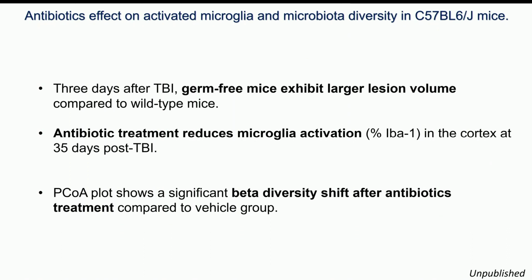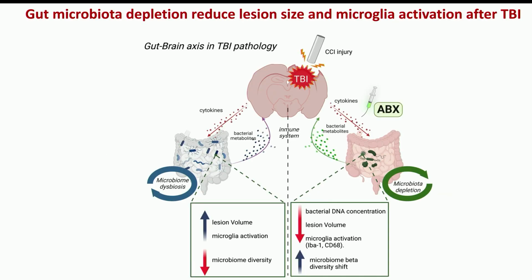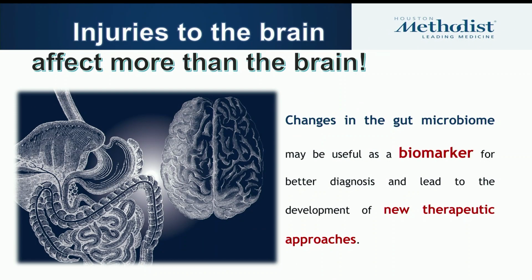So as a conclusion, we can say that acutely, short-term, the germ-free mice have a large lesion, and then antibiotic treatments reduce the microglia inflammation. So maybe it's beneficial in the clinical setting for the recovery of TBI patients, and as well the change in the microbiome. So that is kind of a summary of everything that we're doing.